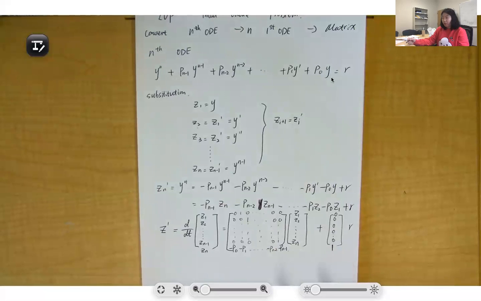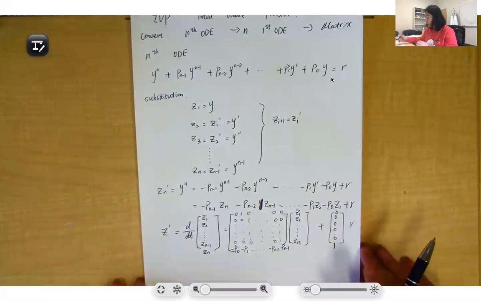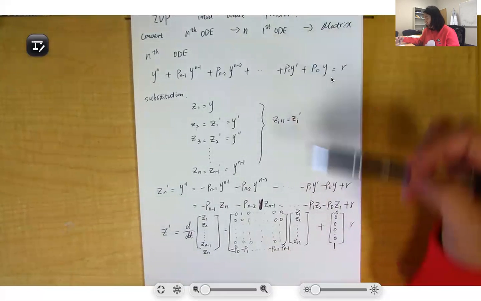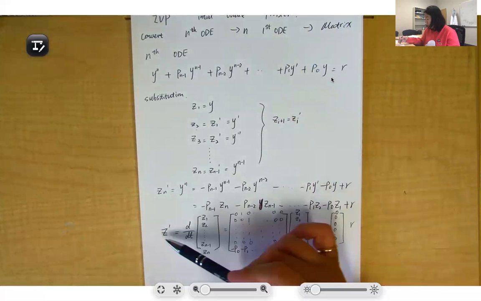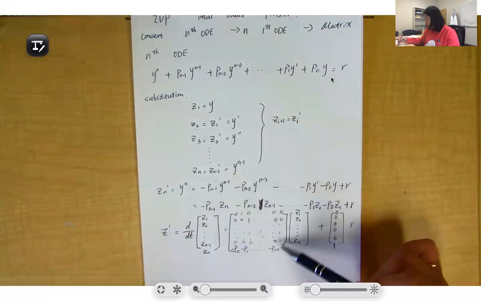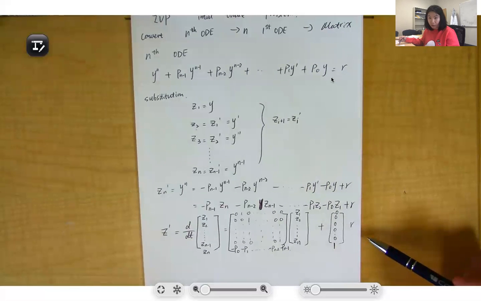So we fill out this matrix, and this is how we decompose an nth order ODE into n first order ODEs and write it in matrix representation. z prime equals this whole matrix times z plus some coefficient vector times the forcing function.